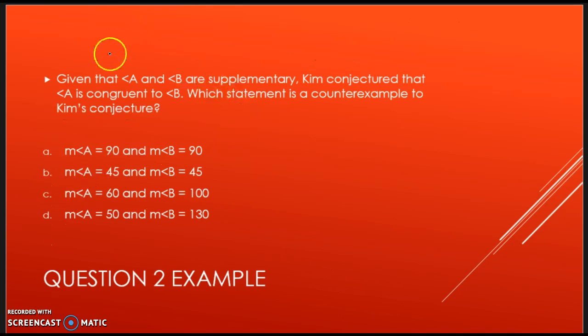Now what about this one? Given that angle A and angle B are supplementary, Kim conjectured that A is congruent to B. Remember, supplementary means they add up to 180. Congruent means they have the same measure. Which statement is a counterexample, something that proves this statement wrong?